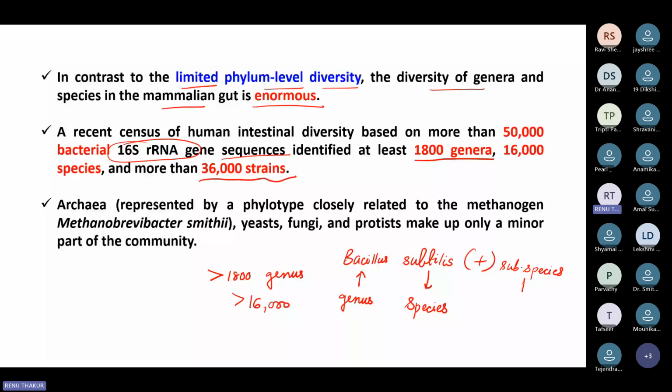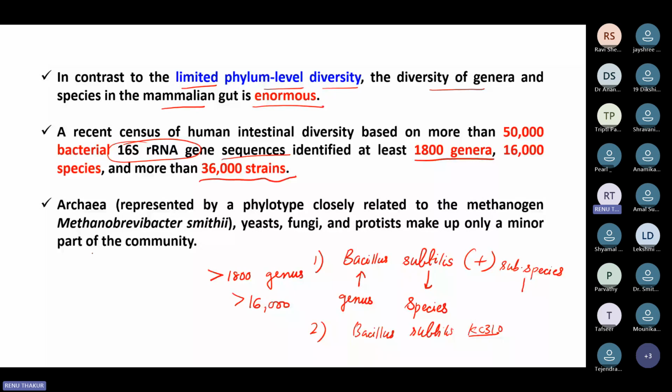This subspecies is unique for a strain. This is known as the first strain, and the second strain will be Bacillus subtilis with some other number like KC310 or ATCC, MTCC. The little variation in their whole chromosome makes it unique, and that is known as the strain. So you can imagine more than 36,000 strains are there in a microbiome.